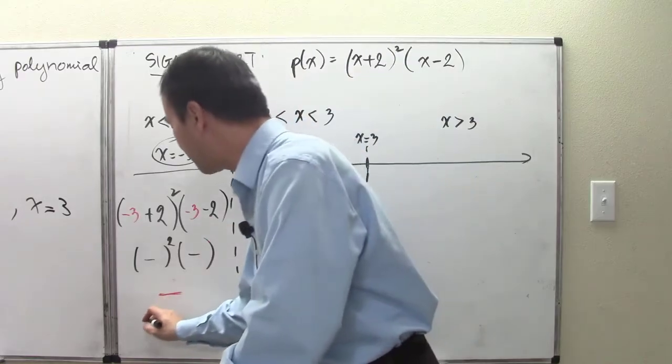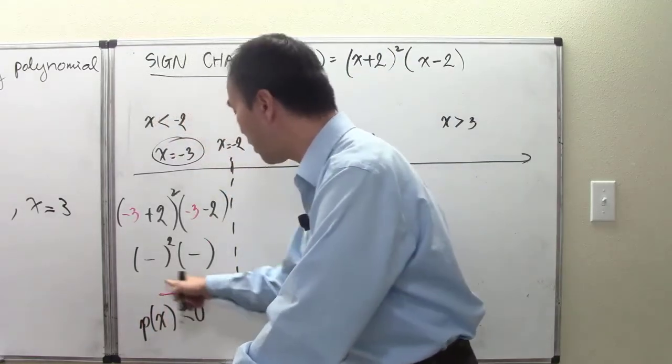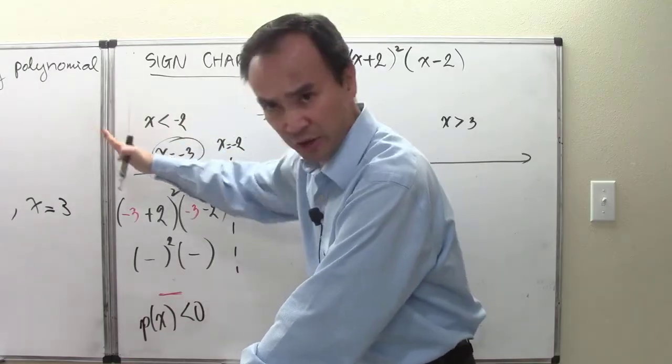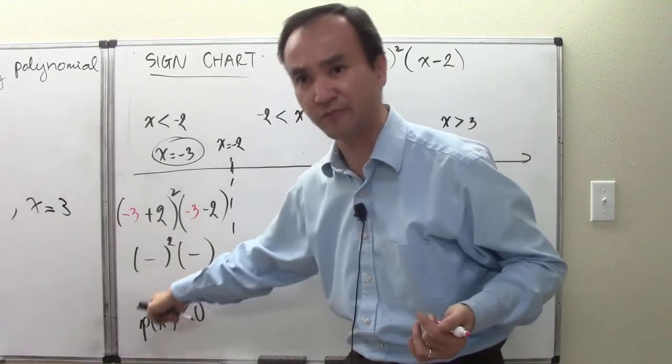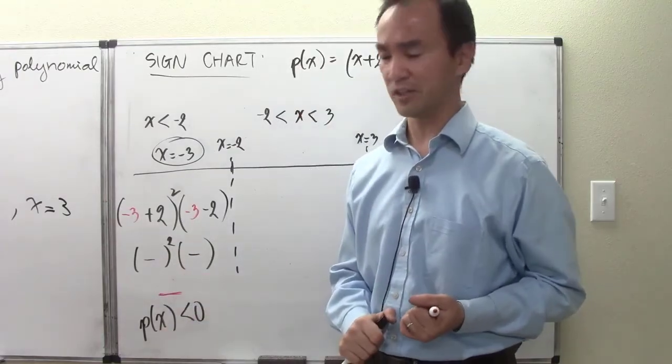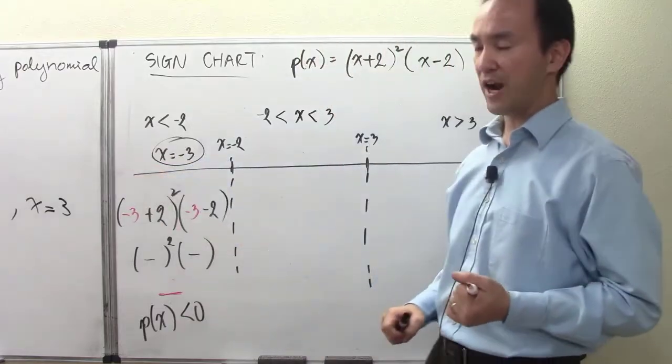That means my polynomial here is negative for all of the x values, for any x value. So if you choose x equals negative 4, x equals negative 5, it turns out the same result. So the polynomial is less than 0 in that interval for x.